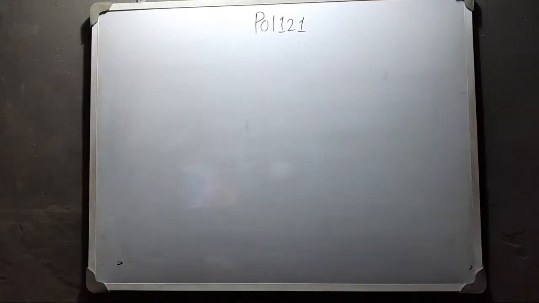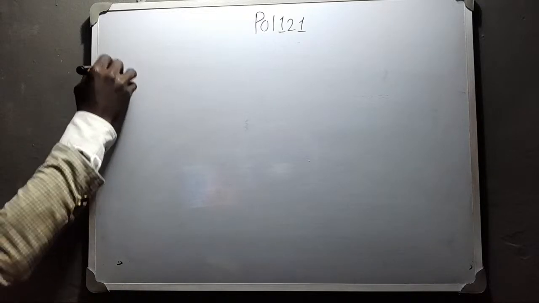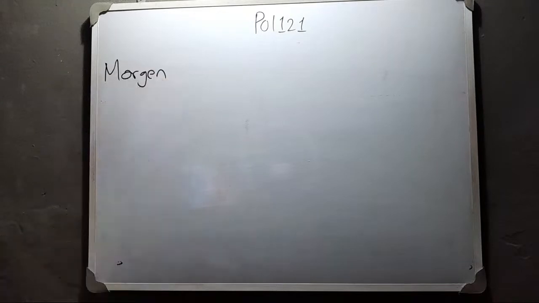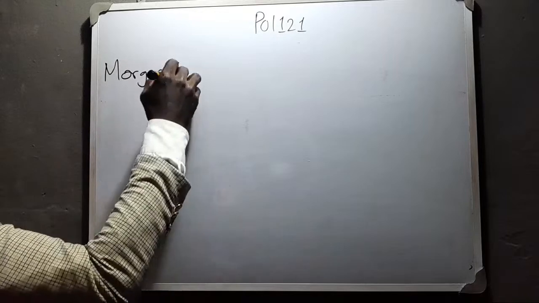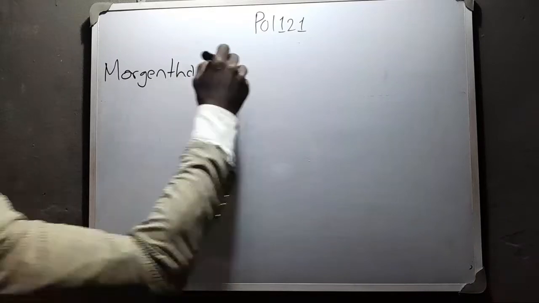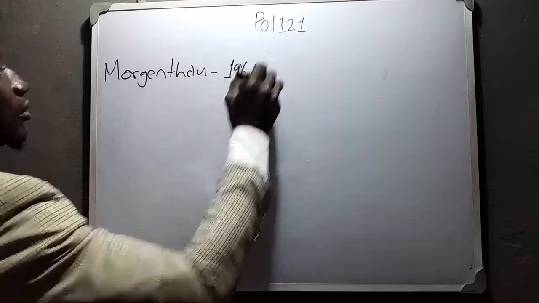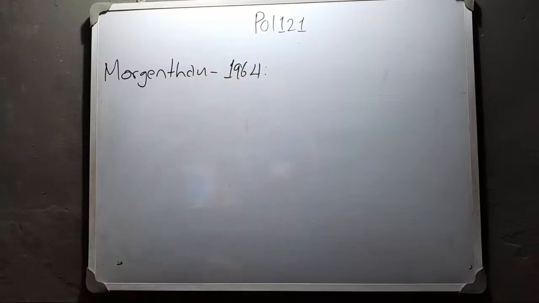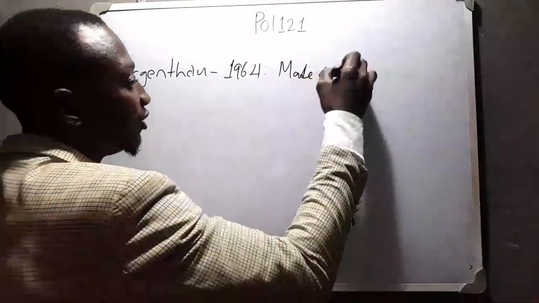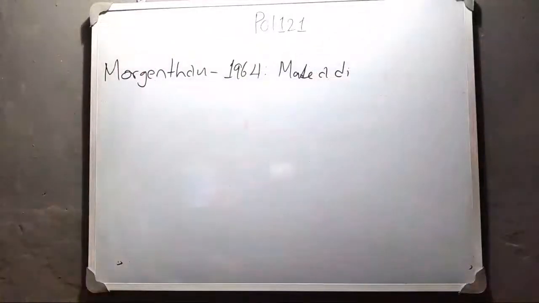Now, I want to quickly talk to you about Morgenthau. Now, Morgenthau here in 1964 made a distinction, all right, about two different parties. A distinction. Okay, he made a what?